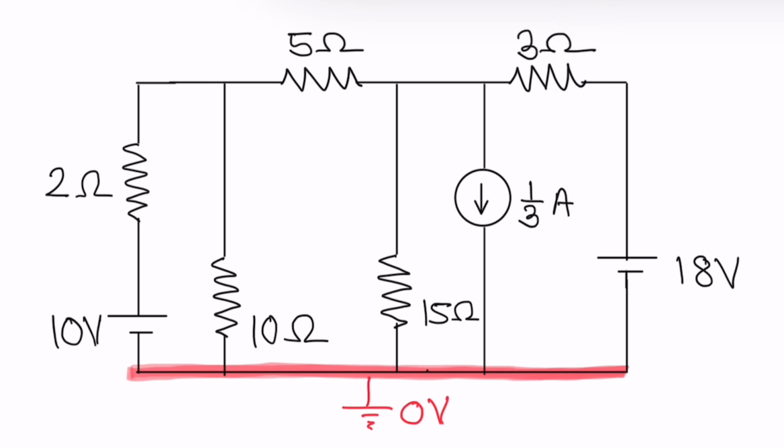Where is the other node? So we can see over here 1, 2, 3 points are coming together. So here is one node. Let us name this node as VA.